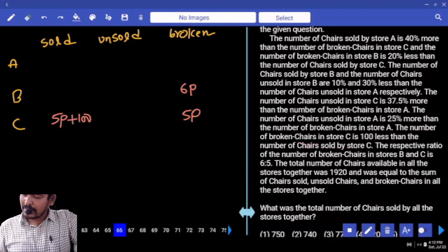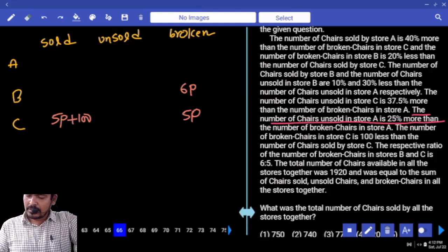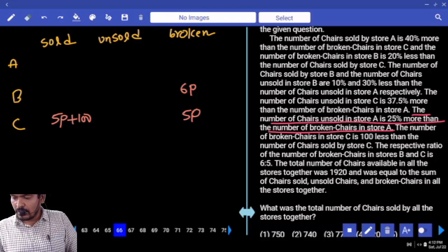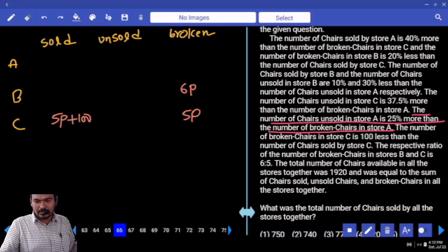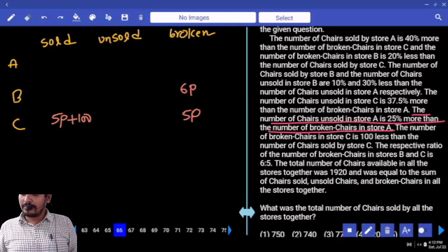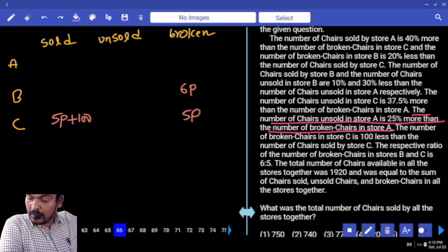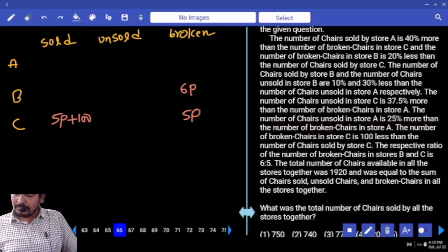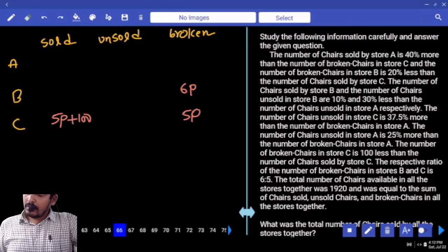Next, for the previous line, the number of chairs unsold in store A is 25% more than the number of broken chairs in store A. Any relation for these 3 values? No. What is the starting line?